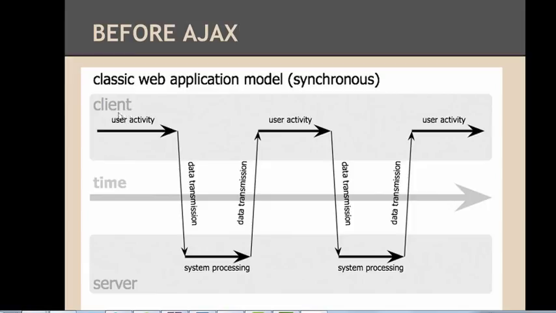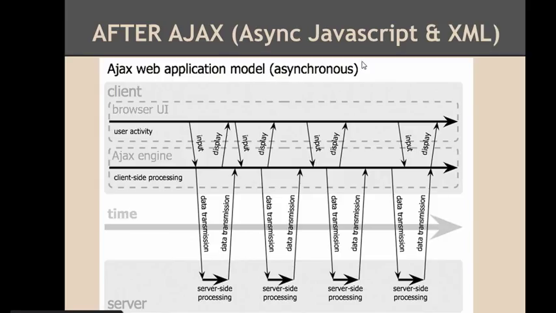Whenever a user sends some data to the server, he or she is basically blocking all other possible activities, because this is the classic web application model and all the requests are synchronous. So the client must wait for the server and the server must wait for the client requests. That's all. But in AJAX technology, the model is asynchronous, so the client doesn't have to wait for the server's processing.